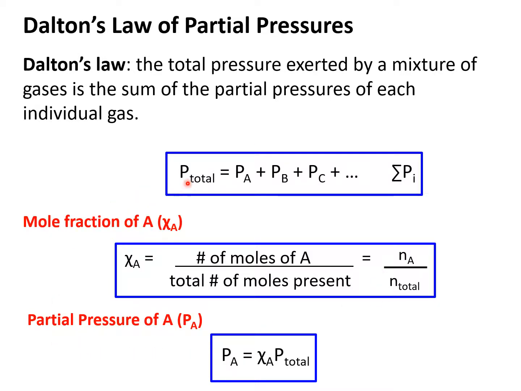Knowing the total pressure and the mole fraction, we can also use this to calculate the partial pressure of the gas, using this formula here, where the partial pressure of gas A equals the mole fraction of gas A times the total pressure.